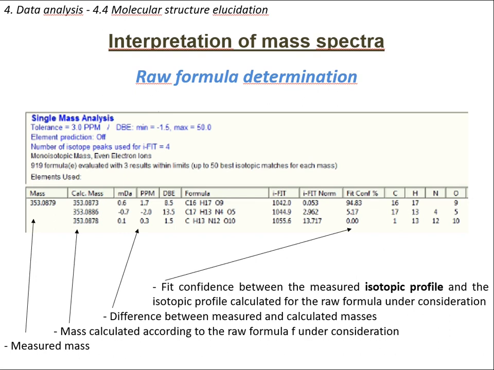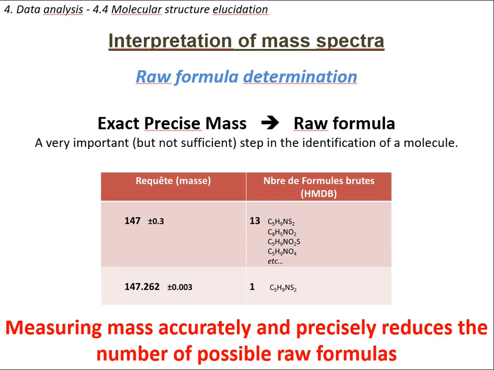And here you see that for the first formula, C16H17O9, you have 94% confidence, while you have 0% confidence for the third raw formula. So in this case, given that the two masses are very close, just 1.7 ppm away from each other, and the fit confidence is very high for this formula, you will probably make the reasonable hypothesis that this raw formula is the actual formula of the measured molecule. So exact precise mass and isotopic profile might give you a raw formula.